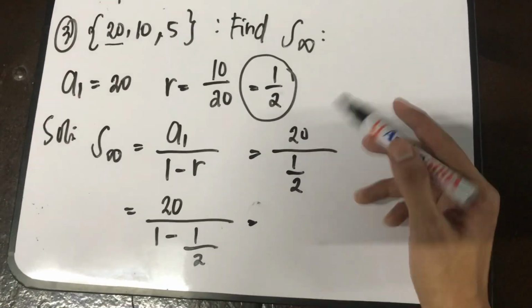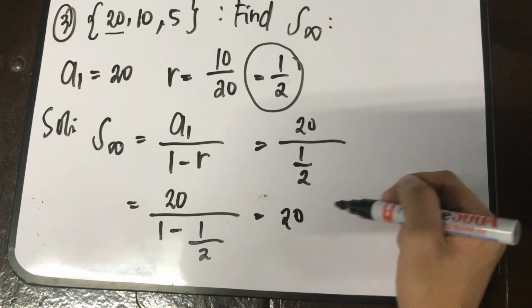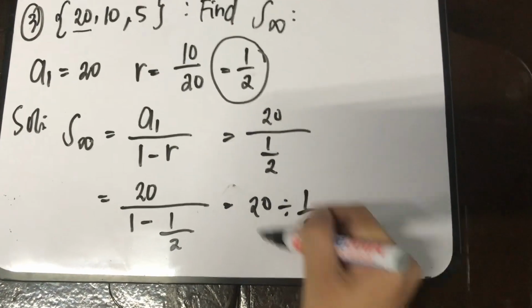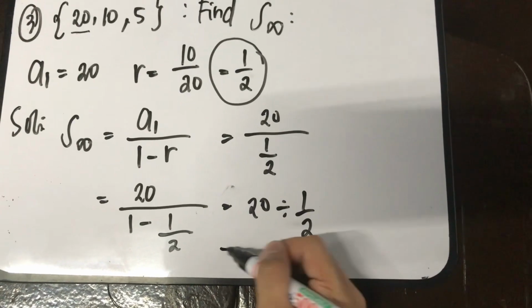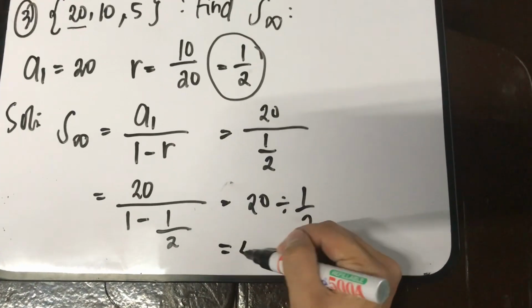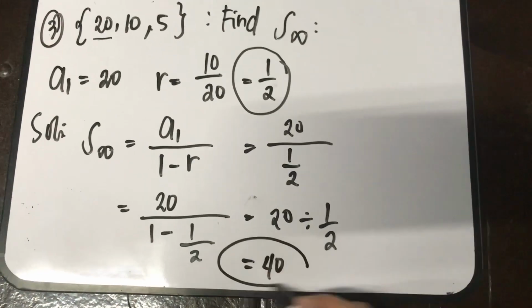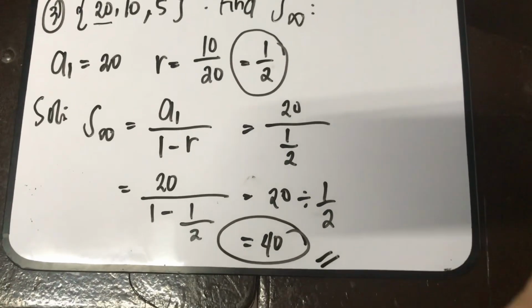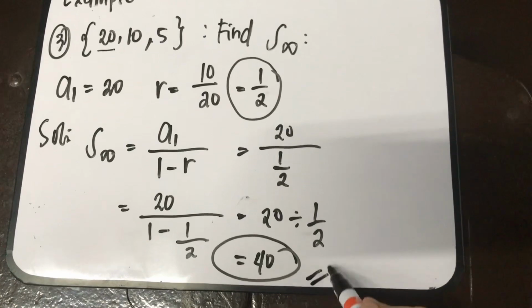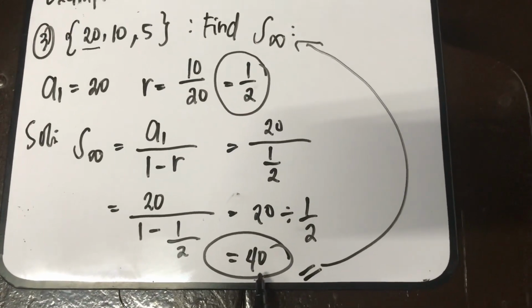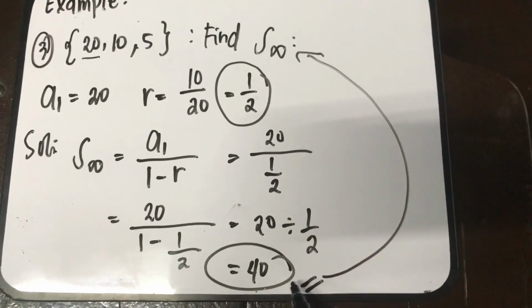So, para di kayo mahirapan dito, lipat nyo si 1 half. So, 20 divided by 1 half, then cross multiplication lang. Okay? So, 20 times 2, that is 40. 1 times 1, that is 1. So, our final answer is 40. Okay, ibig sabihin, the sum of this infinite geometric series is, or the sum of this infinite geometric sequence is 40.